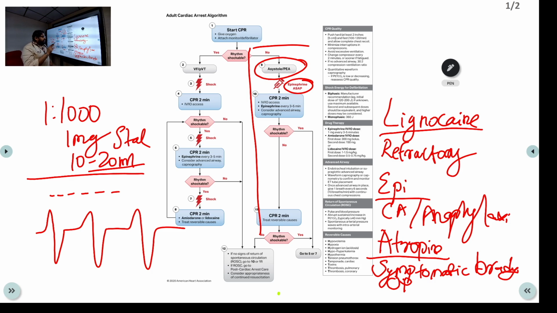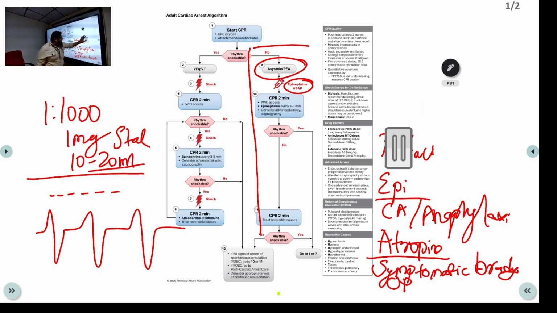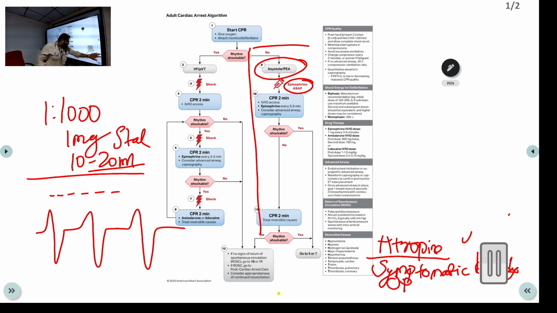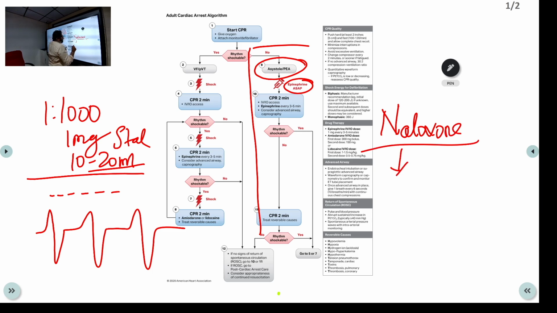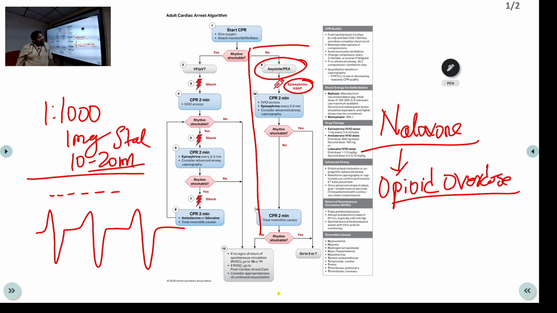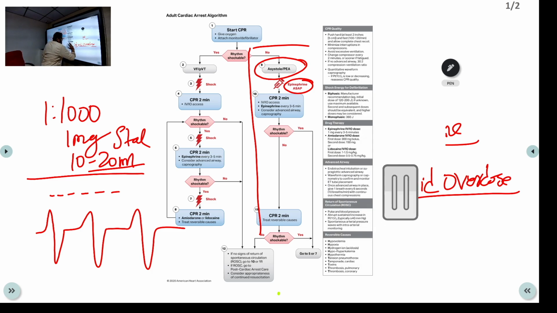So lignocaine, epinephrine, atropine. Then we have naloxone, which is the antidote for opioids. Naloxone is the antidote for your opioid overdose. So that is the drug that you can give. These are the agents that you can give via your endotracheal tube.